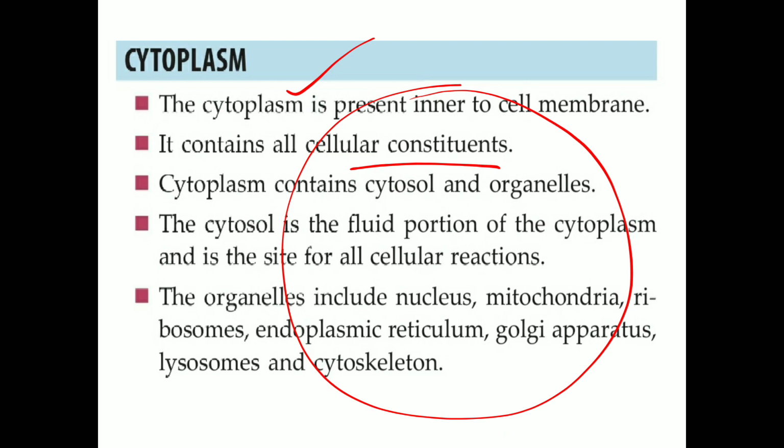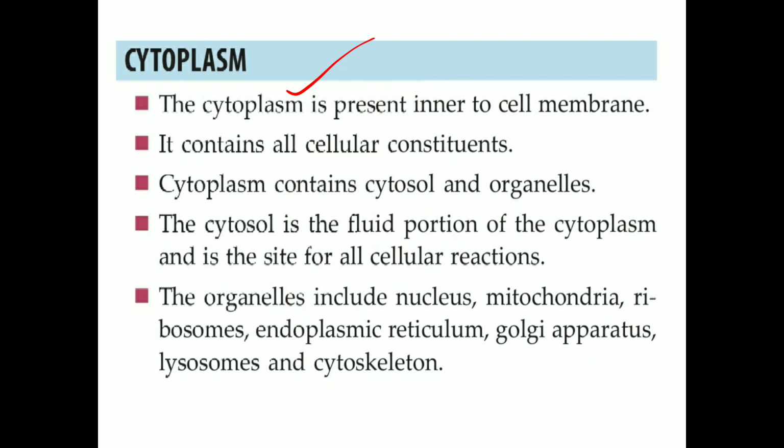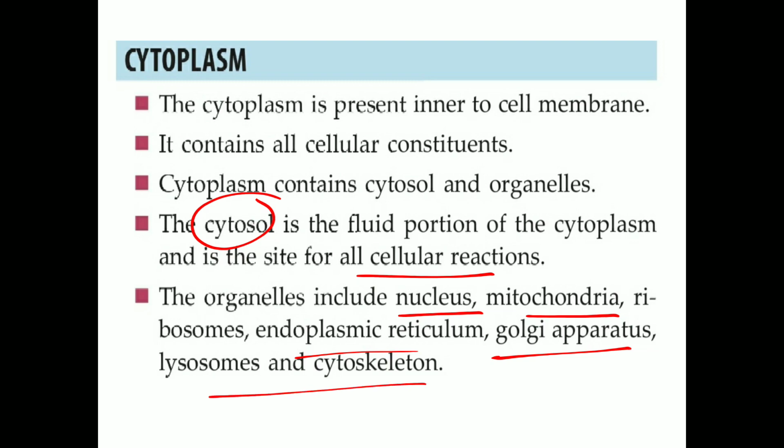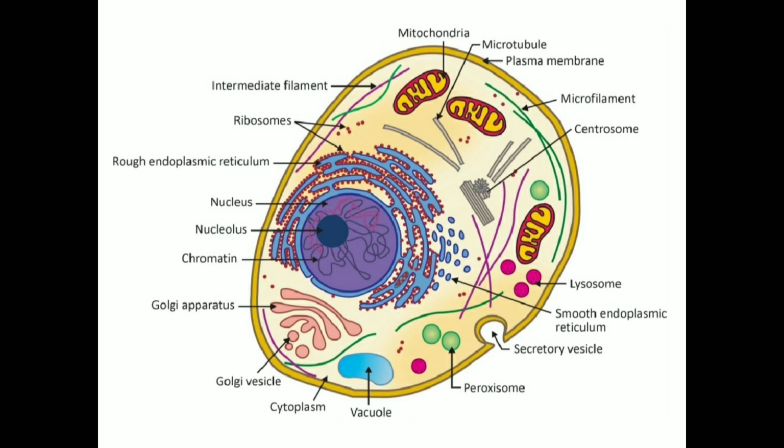The cytoplasm contains cytosol and organelles. The fluid portion of the cytoplasm is called cytosol, and this is the area where all cellular reactions take place. The organelles include nucleus, mitochondria, ribosomes, endoplasmic reticulum, Golgi apparatus, lysosome, cytoskeleton, etc., which we have already discussed in the anatomy section. Okay, now we'll discuss each of it.